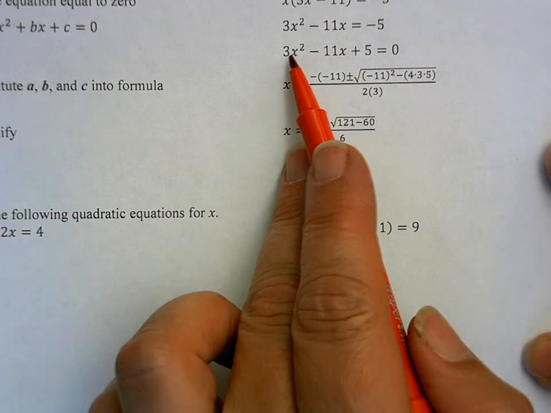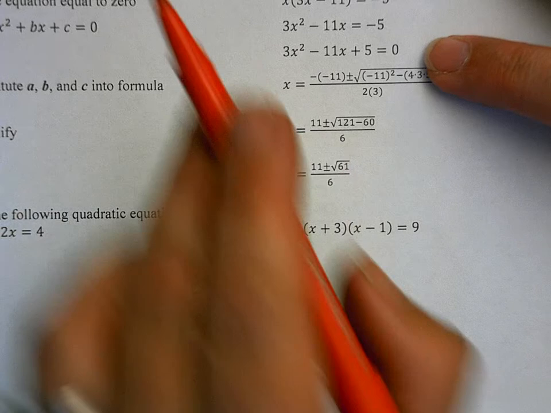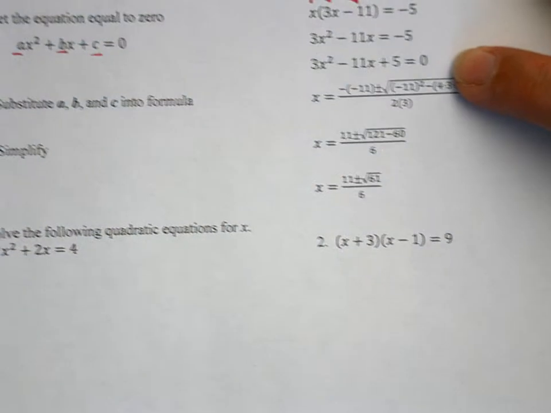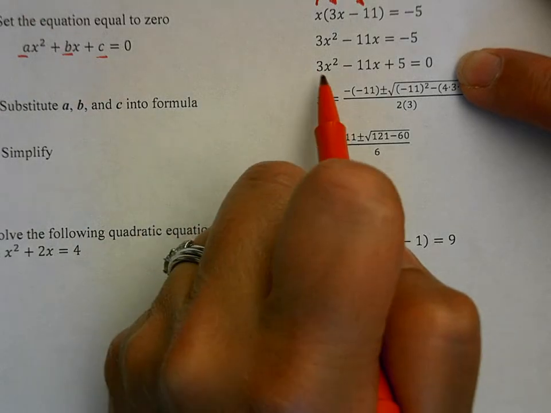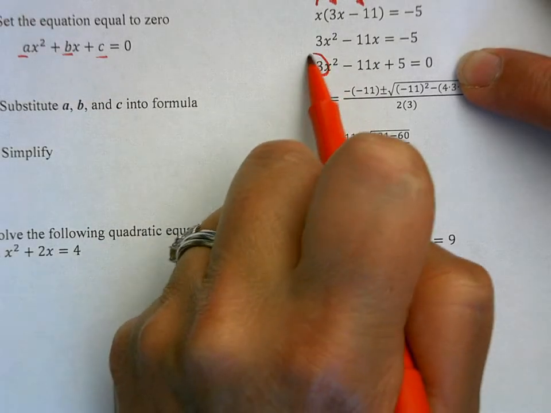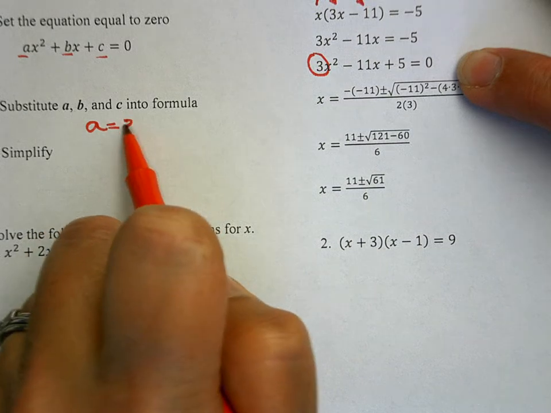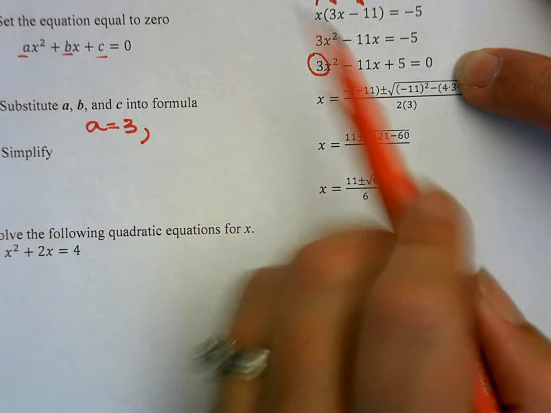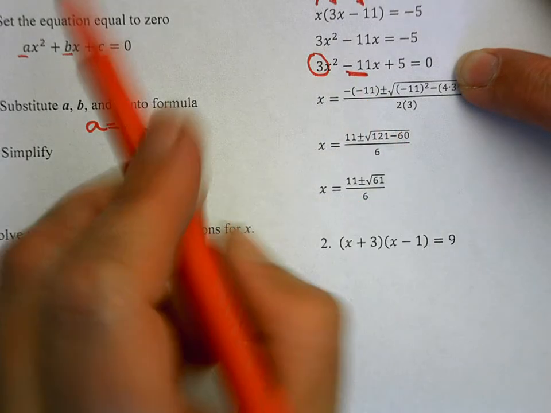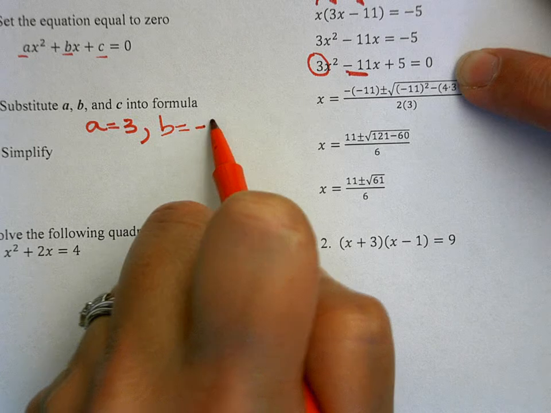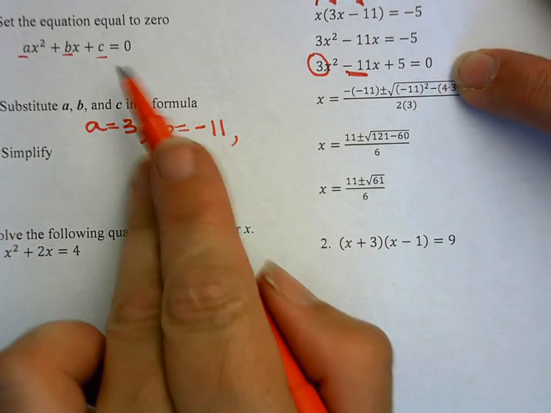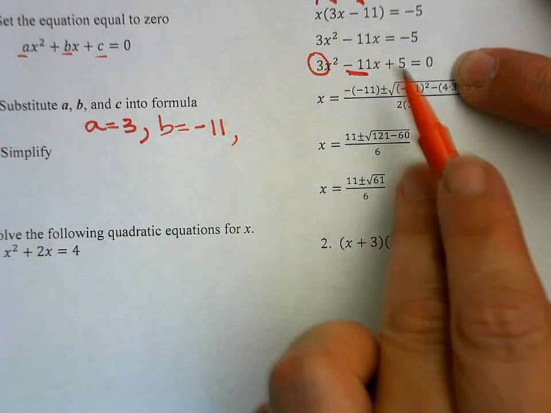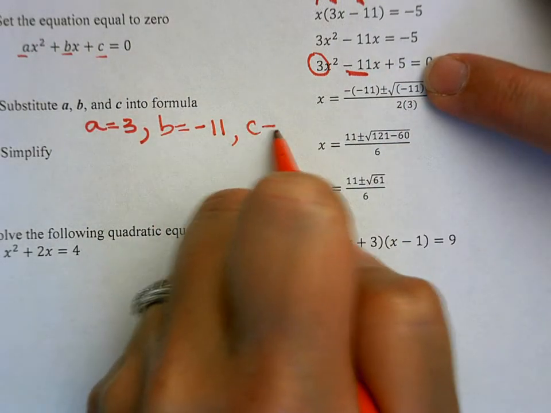and that's why it's equal to 0. And then when I look at this, remember your A, your B, and your C. A is the number with the x squared. So A in this problem is 3. B is the number with the x, making sure you pay attention to the sign. So B is right here, so B would be negative 11. And then C is your constant, meaning the number that doesn't have a variable with it. So that would be the 5. So C would equal 5.